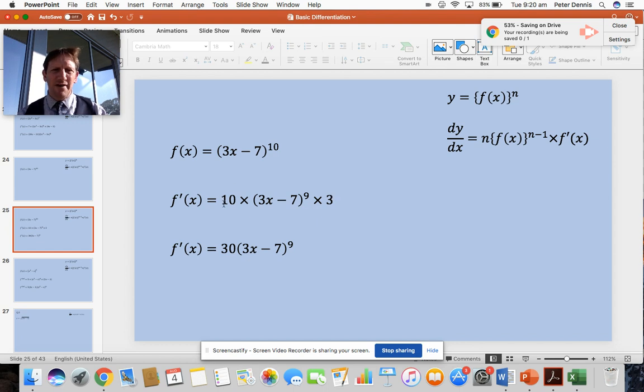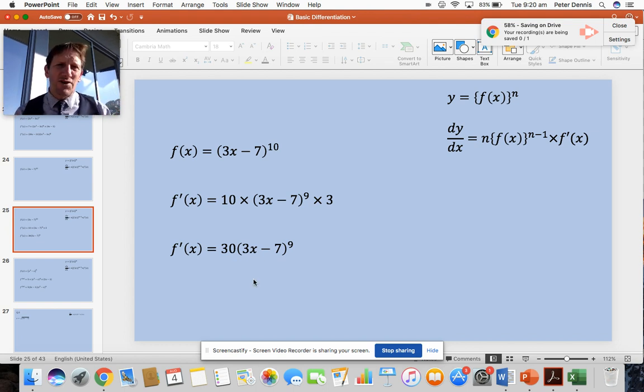Bring this 3 out the front, and you get 3 times 10 is 30, outside of 3x minus 7 to the power of 9. And that is the function. We can't multiply by 30 in here because we are taking this to the power of 9. So we just leave it like that.